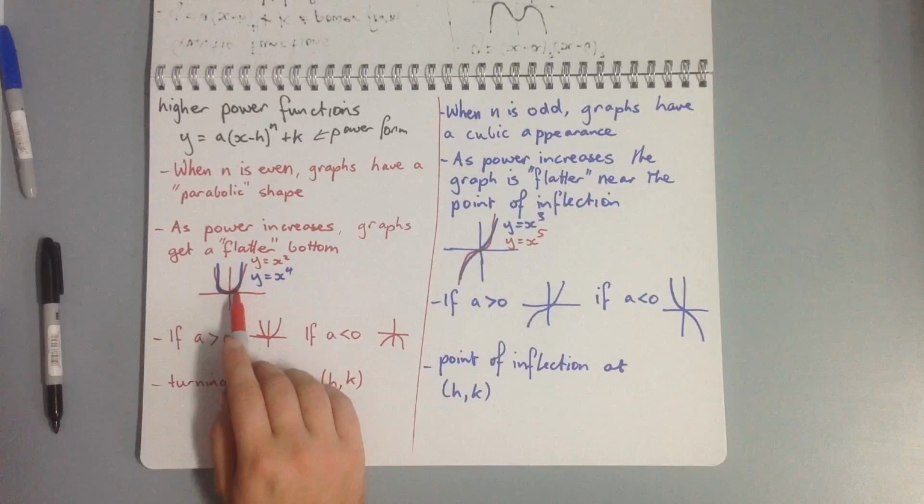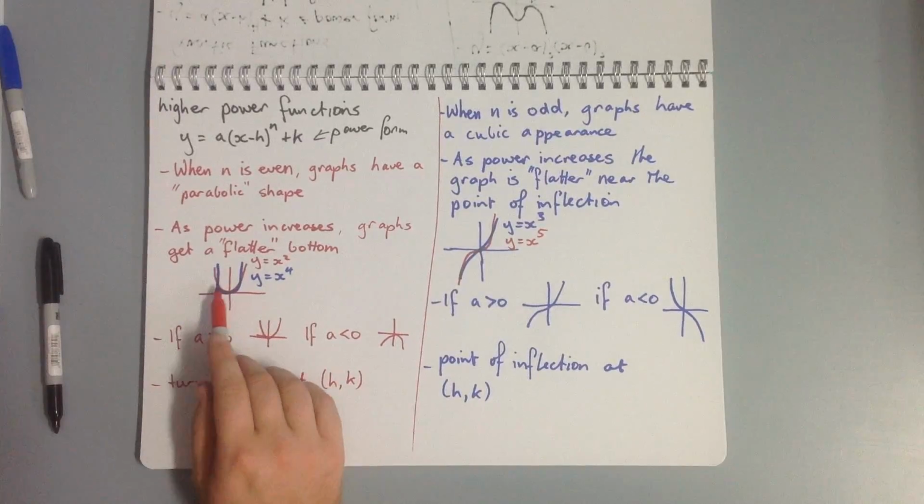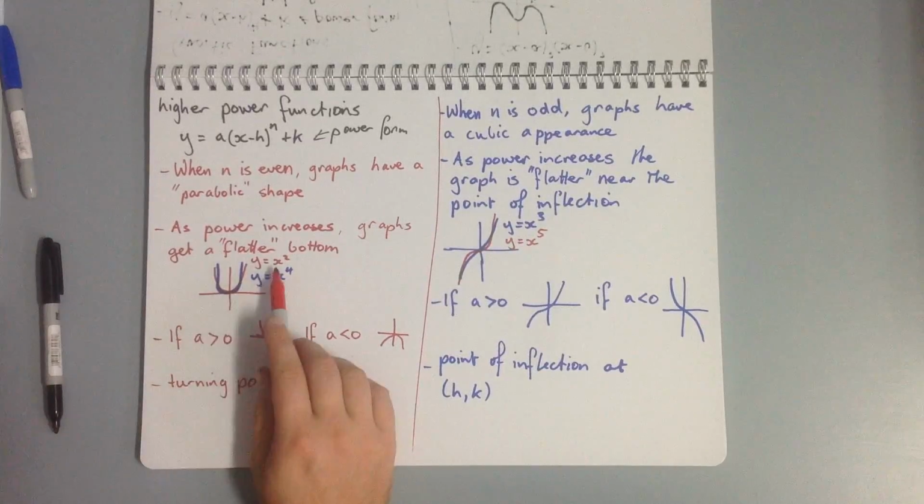But when we get very small values of x, ones that are less than 1, you can see we're actually a lot flatter and we're actually below our quadratic.